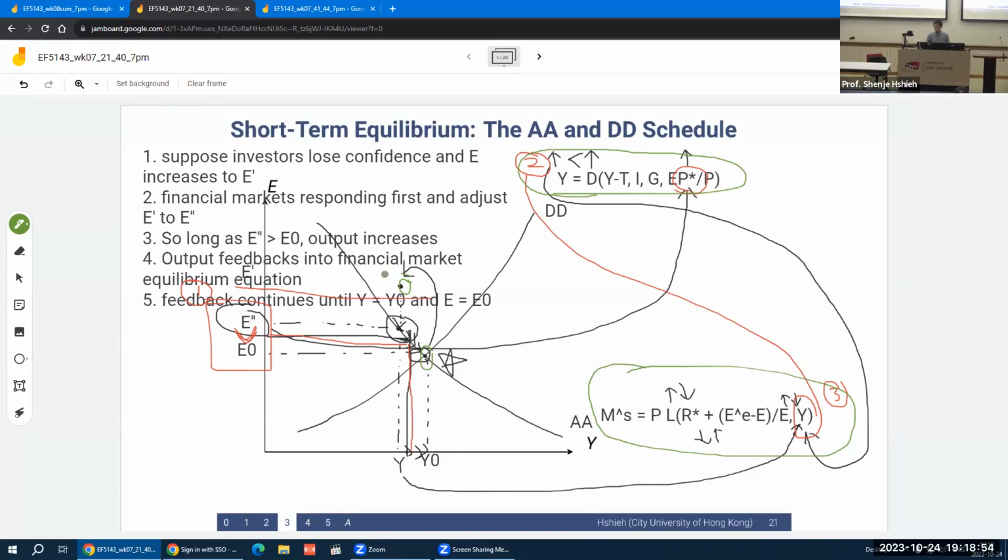So if we are here, notice that for this combination of E and Y, we're holding Y fixed and saying that E is up here. And with that value of E, UIP is going to be violated for sure, right? Because it's not on this line. So the first thing that happens is this point is going to be dropped onto this line, right?